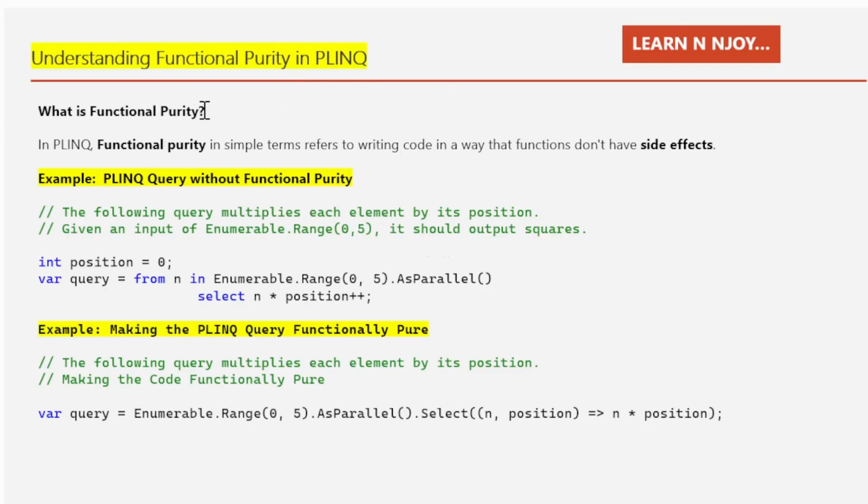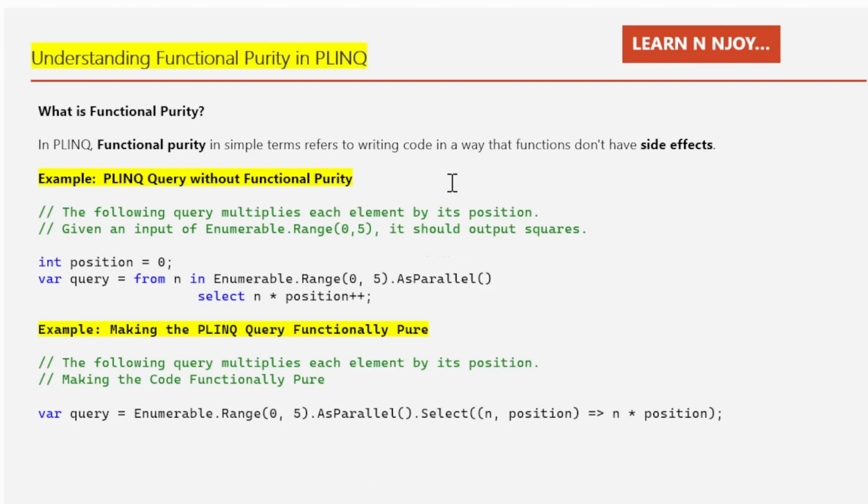What is functional purity? In PLINQ, functional purity in simple terms refers to writing code in a way that functions don't have side effects. But what exactly are side effects? Imagine you have a function, and when you call that function, it changes something outside of itself, like modifying a variable or writing to a file. These changes are considered side effects. Okay, so let's understand this concept with an example in C#.